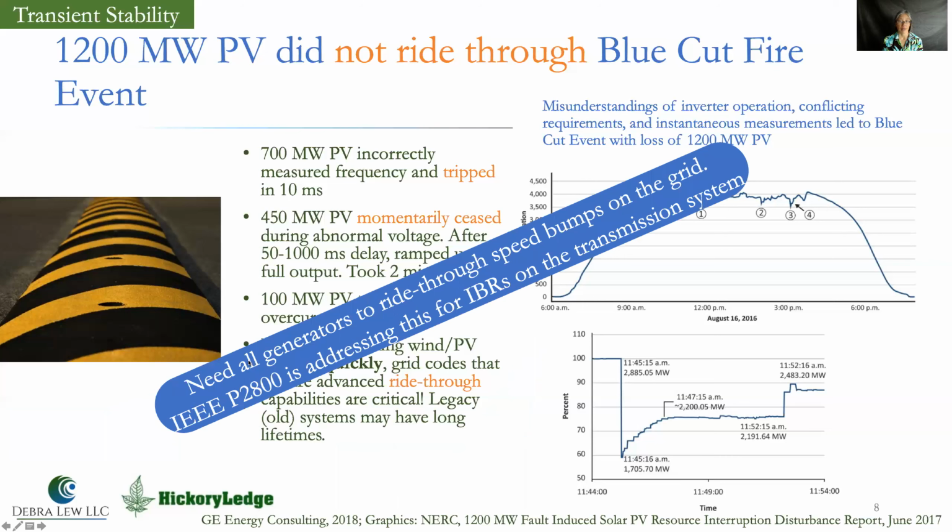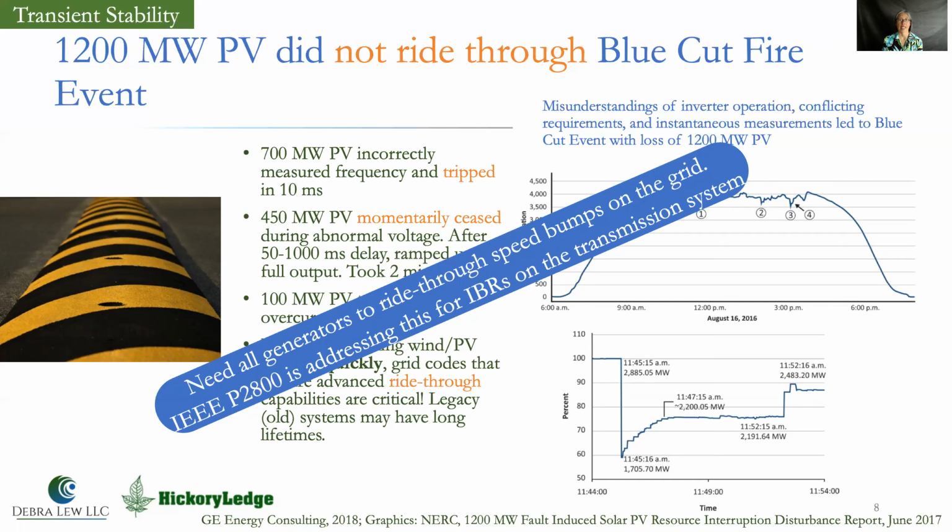As a result of this, NERC and IEEE are developing a new standard, 2800, and this new 2800 standard is addressing these kinds of issues for inverter-based resources on the bulk power system. The idea here is we need all generators to ride through speed bumps on the grid. The stuff I showed you in the last slides were for distributed energy resources. IEEE P2800 is going to address inverter-based resources on the bulk power system.